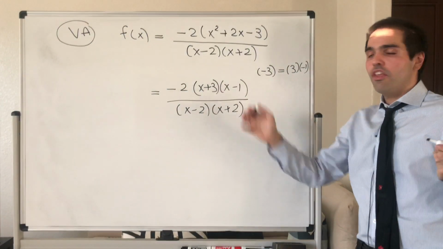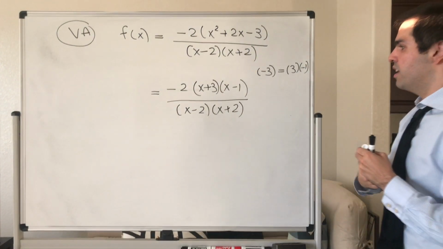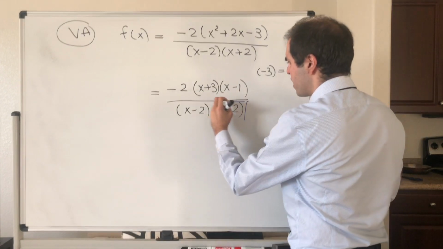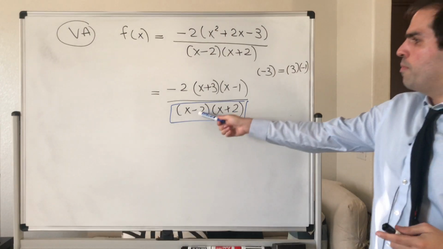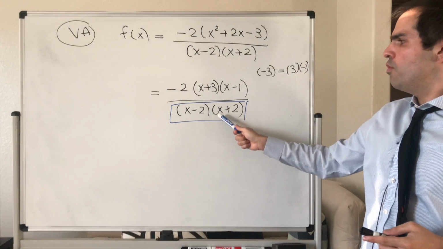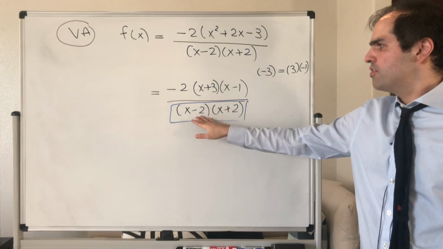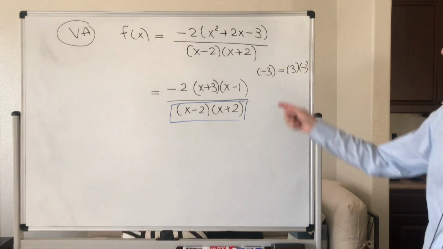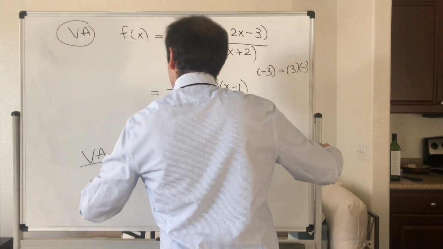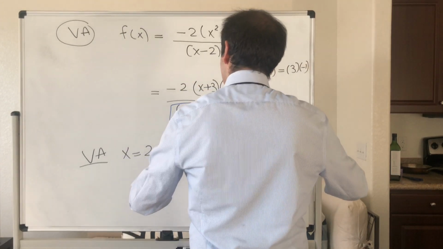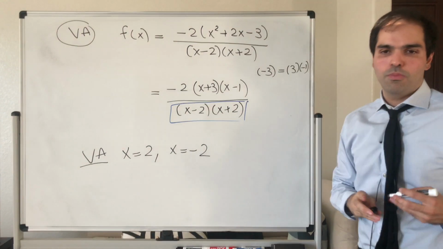There are no other factors that we can cancel out, which is why now we can just look at the domain. Here we were kind of lucky, but in general you have to be careful. So now for the domain, notice the only way the denominator is 0 is if either x is 2 or x is minus 2. So the vertical asymptotes here are x equals 2 and x equals minus 2, because that's basically where the function blows up.